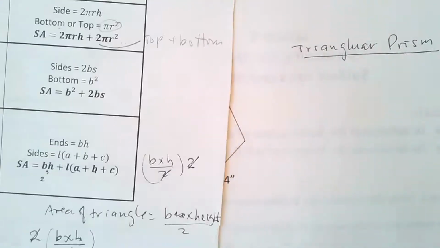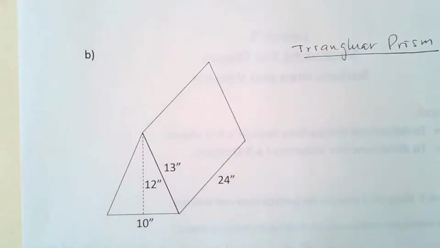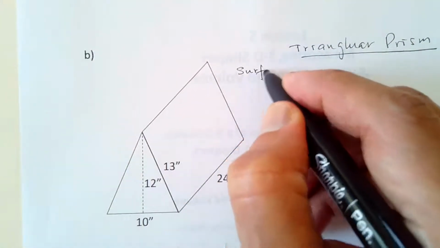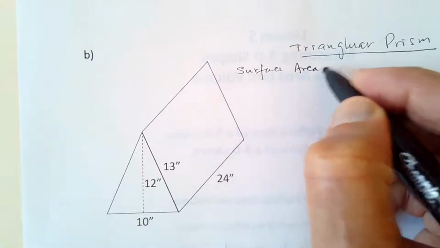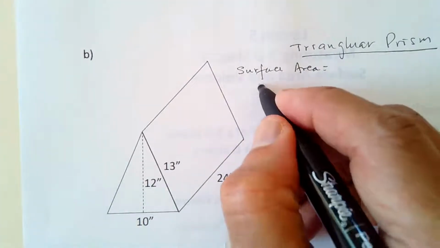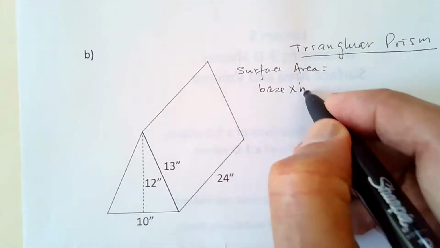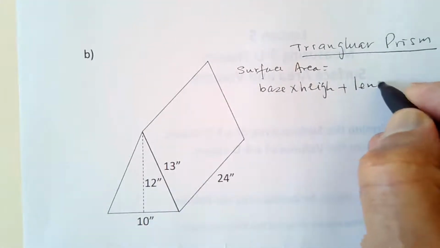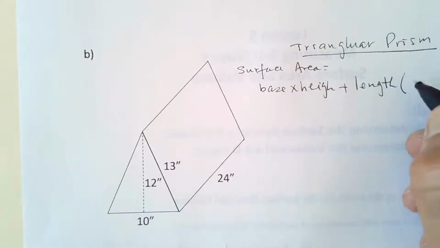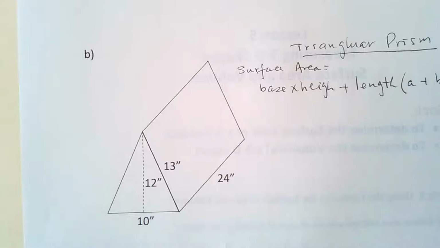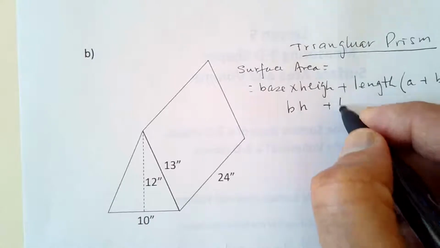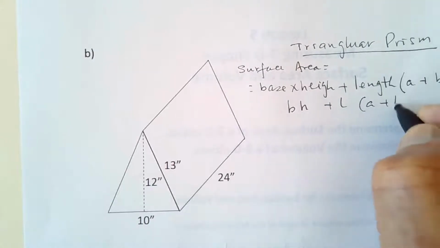So let's look at the surface area first. So surface area is equal to base times height plus the length times A plus B plus C. Or write it as base times height plus L into A plus B plus C.